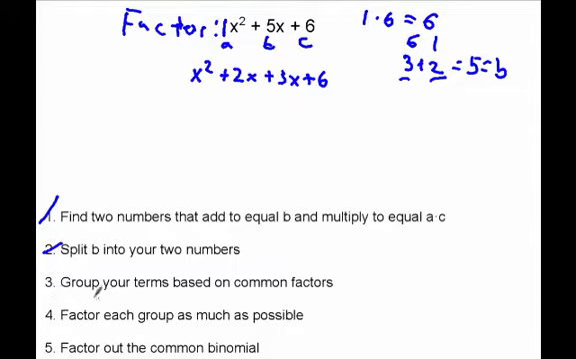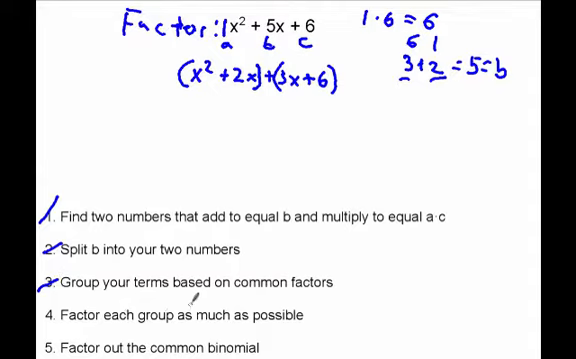Now, step 3 says group our terms based on common factors. Well, that's actually pretty simple. All we have to do is take our first two terms and our second two terms and put parentheses around them to group them. So that's step 3, grouping them.